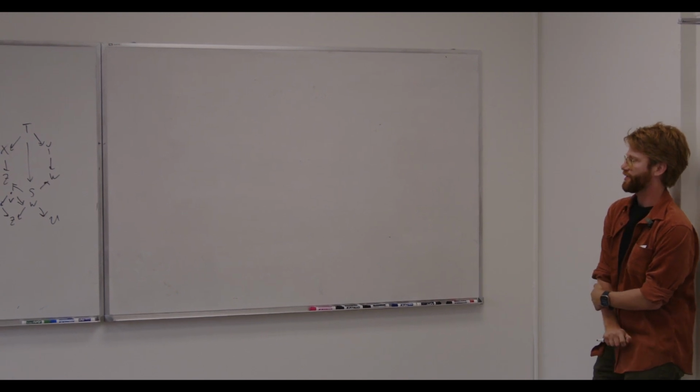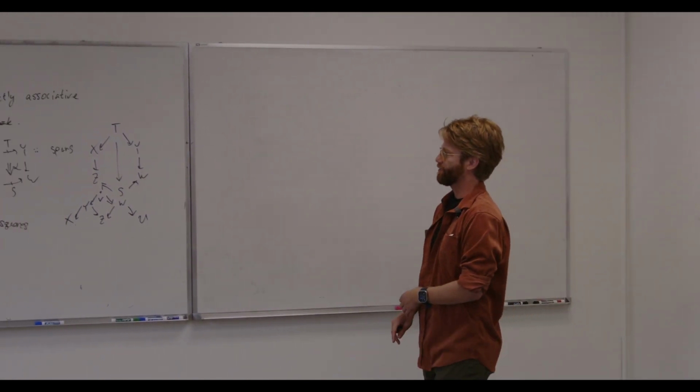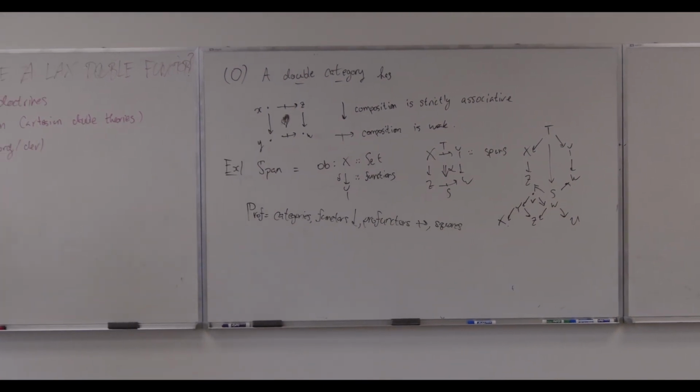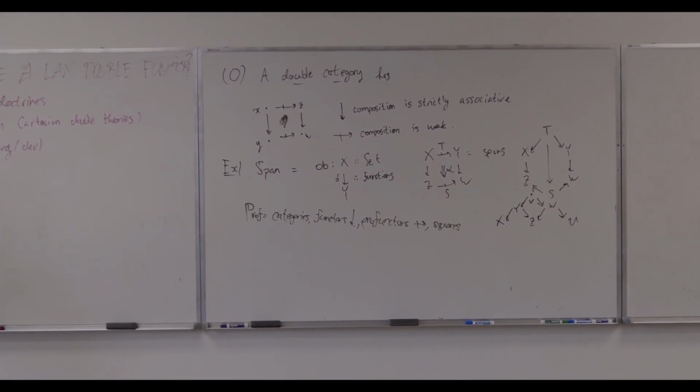But so there are double categories of sets, double categories of categories. They're both great. In some sense, these capture more of set theory and category theory than any one category or two category or bi-category of these things you can build.